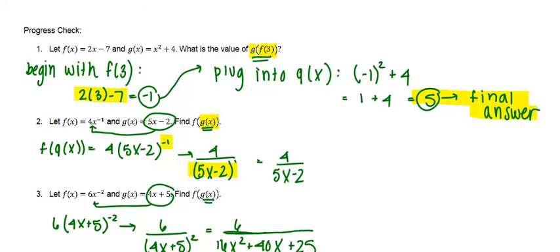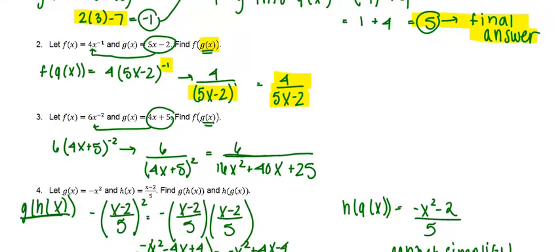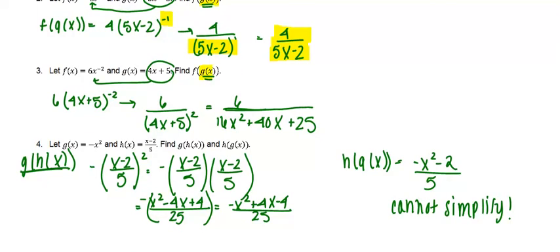Okay, for number 2, we're looking at f of g of x, so I'm starting with g of x, and I'm going to plug it into f. So I'm going to have 4 times 5x minus 2 to the power of -1. Now remember, if we have a power of -1, we want to move it into our denominator so that the exponent becomes positive. And anything raised to the power of +1 just stays as itself. So our final answer should be 4 over 5x minus 2.